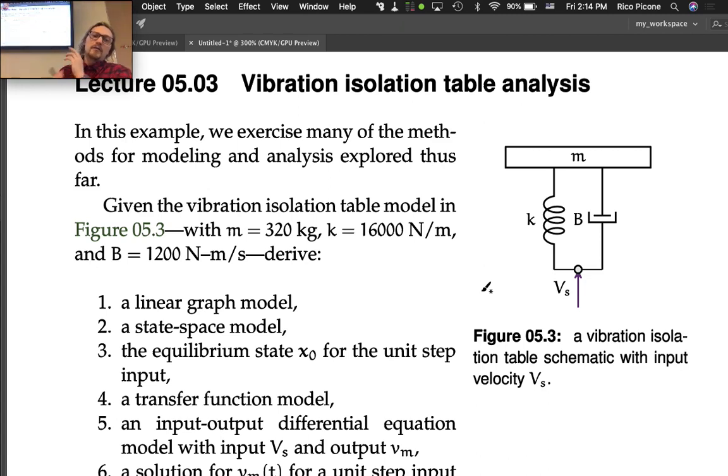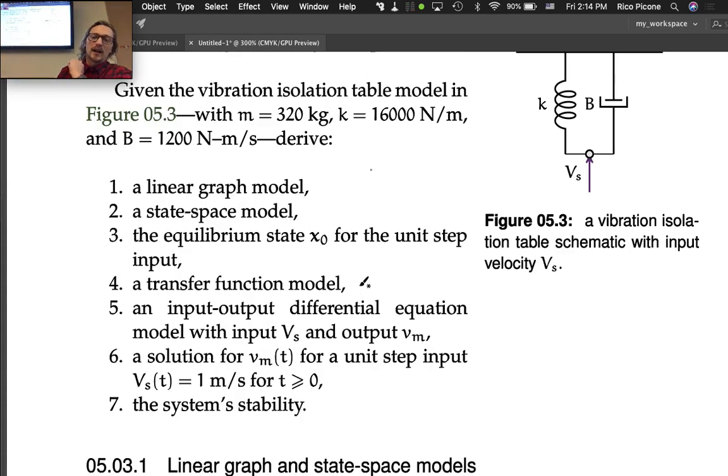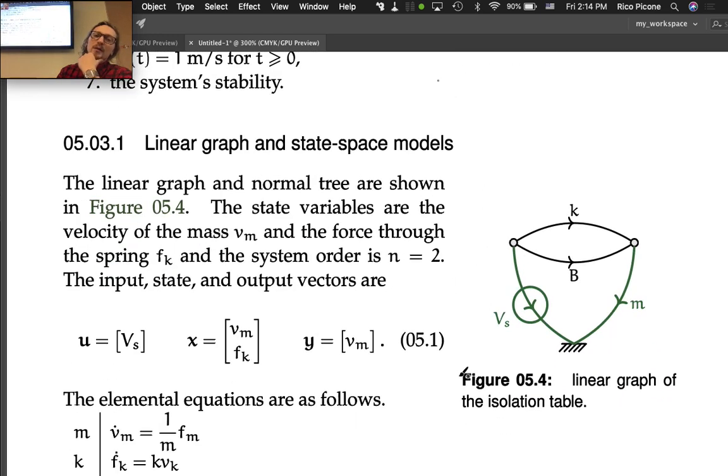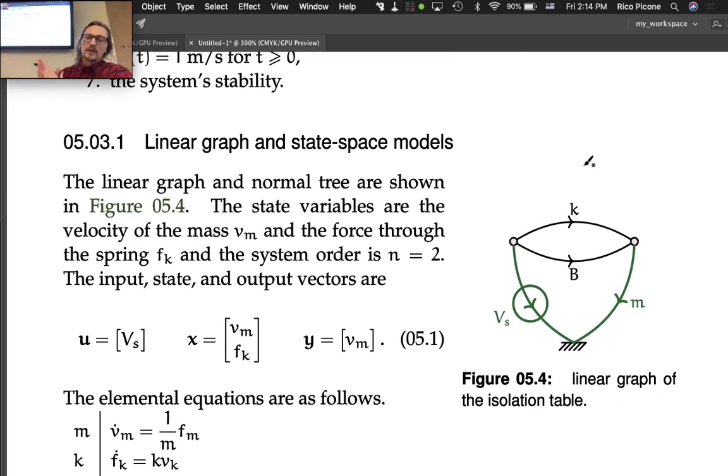And I give some of the parameters, so the mass, the spring, and the damper values, okay? I want to go through this entire analysis of all of the different aspects that I described. So we'll start out, and we'll do the linear graph and state space models. This should all be familiar to you from the mechatronics course, how to go through this.